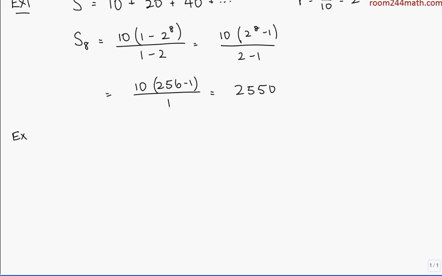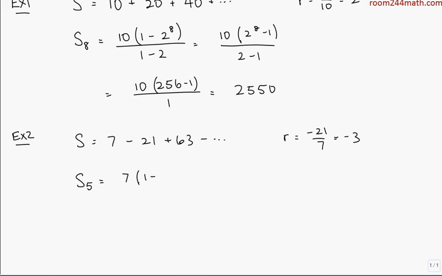Okay, let's take a look at a second example. Let's say we have a series that is 7 minus 21 plus 63 minus etc. And we want to find S5, the sum of the first 5 terms of this series. Again, the first step is to find r. The terms are flip-flopping between being positive and negative, so you know that r is negative. Negative 21 divided by 7 gives you negative 3. Alternatively, 63 divided by negative 21 gives you the same thing.